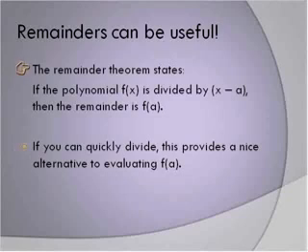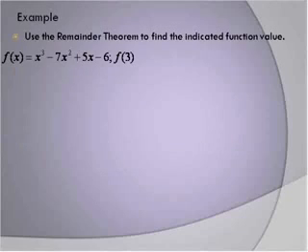If you want to write this down, the first part is something that you want to write down. You can pause in the lower left-hand corner. For an example, use the remainder theorem to find the indicated function value. F of x is equal to x cubed minus 7x squared plus 5x minus 6, and we want to evaluate this for f of 3. Basically, this lesson is about using synthetic division to evaluate the functions.